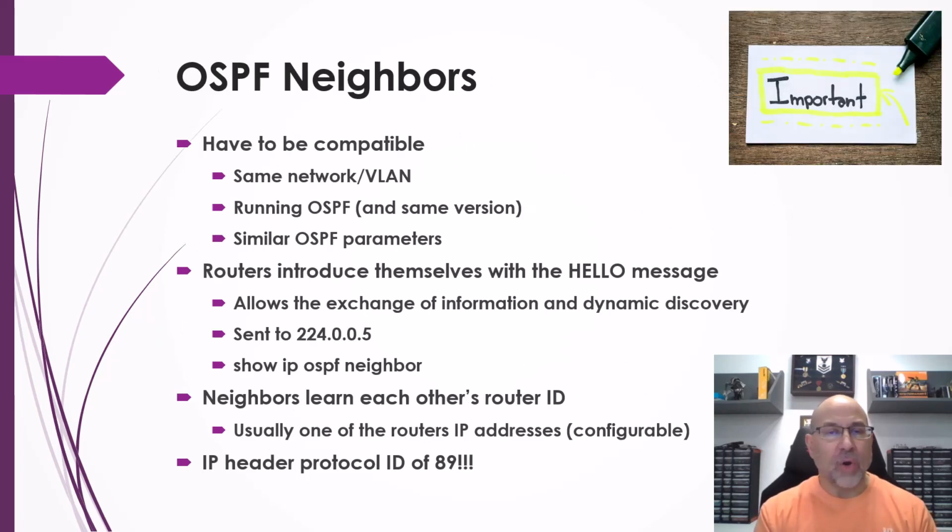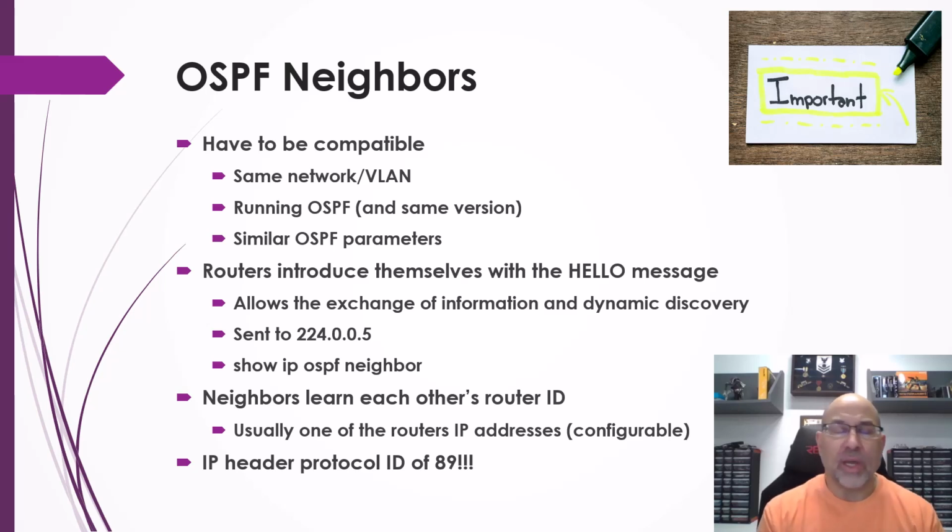Now, the idea of OSPF neighbors is one of the important parts of the chapter. So just because two routers are connected to the same network or the same link does not necessarily mean that they will become neighbors. Neighbors is the first step, it's introductory. So the two routers that want to become neighbors have to be compatible. They have to be in the same network or VLAN. They have to both be running OSPF and the same version of OSPF, and then similar OSPF parameters or configuration. If they've gotten to that point, now they're willing to swap information.